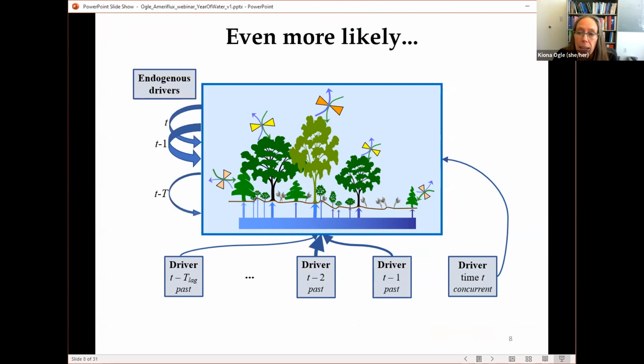It is even more likely that antecedent and concurrent exogenous and endogenous drivers interact to govern plant and ecosystem functioning, but their timescales of influence could differ greatly. Some may operate on the order of hours, while others may operate on the order of weeks or longer. So how do we evaluate the importance of past conditions? How do we determine the timescales over which various driving variables influence our processes of interest?